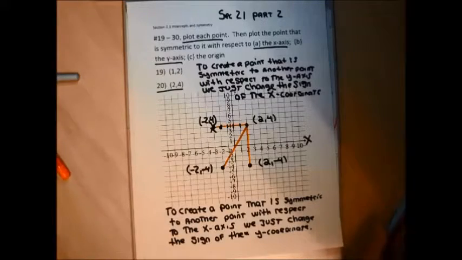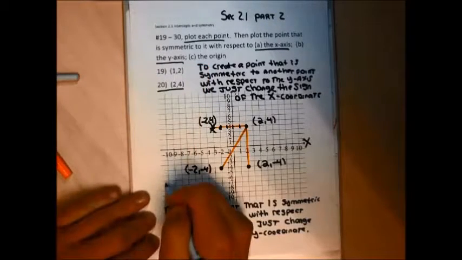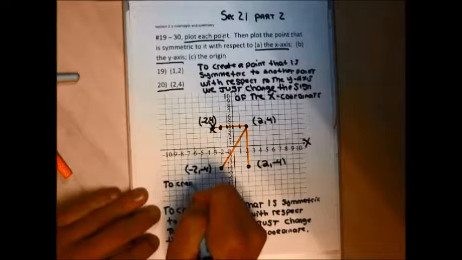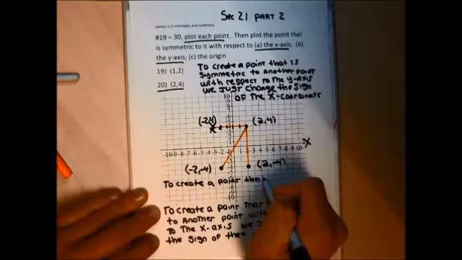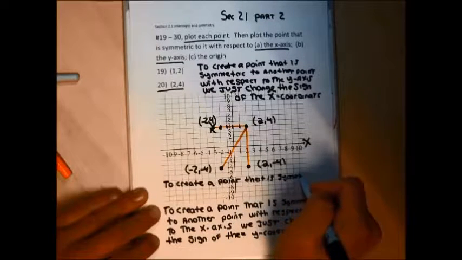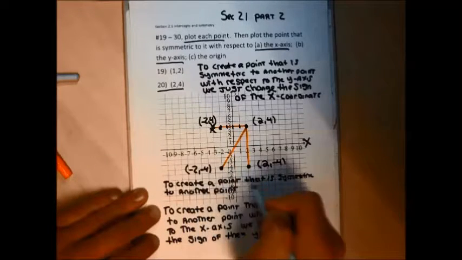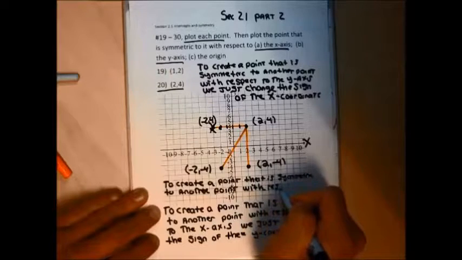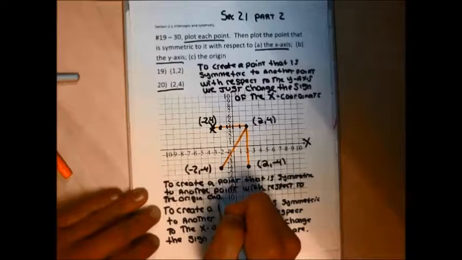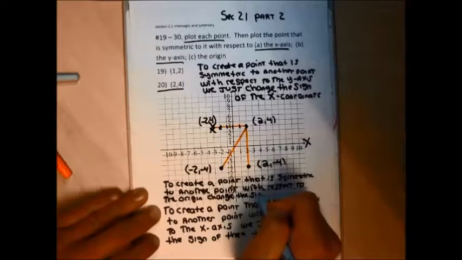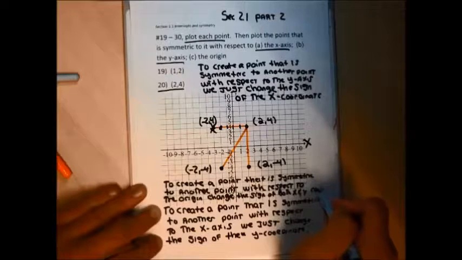I hate to write this whole thing again, but I'm gonna. So the last thing I needed to do is plot the point that is symmetric with respect to the origin. I'm going to write something a little bit shorter. So to create a point that is symmetric to another point with respect to the origin, change the sign of both the x and the y coordinate. I'm out of room, so I'm abbreviating.